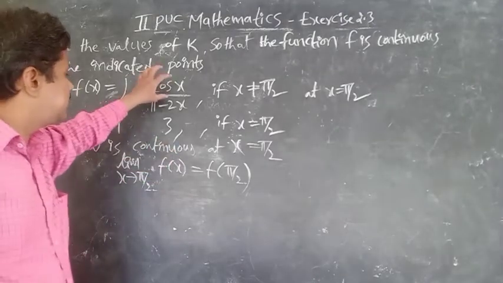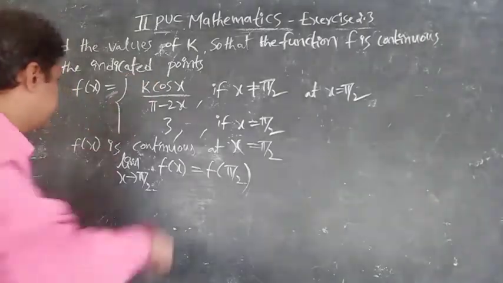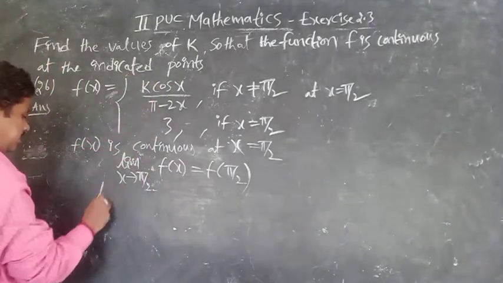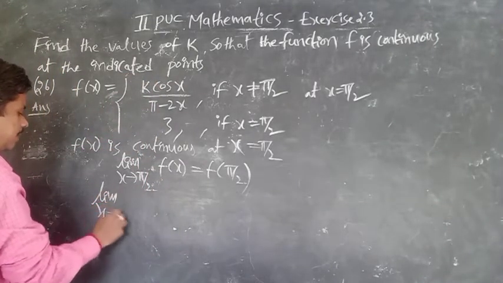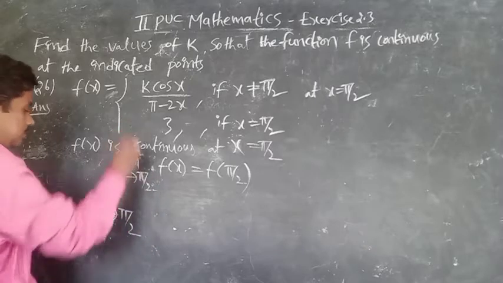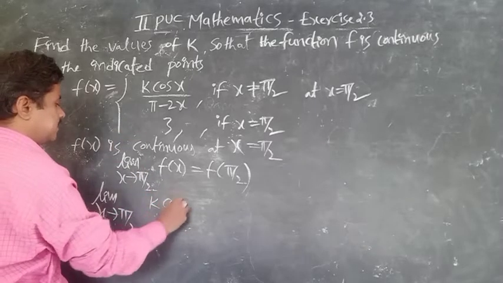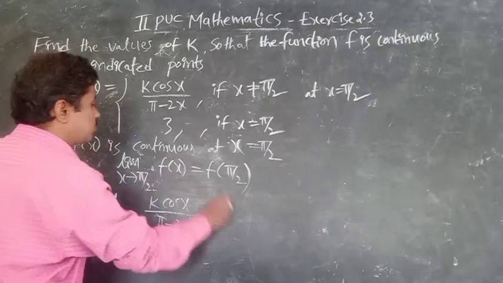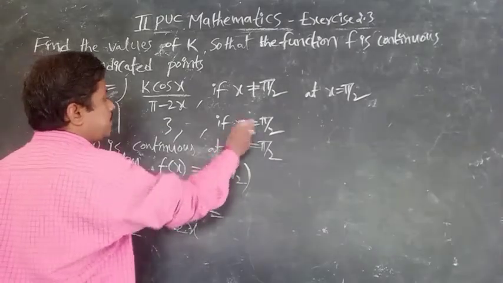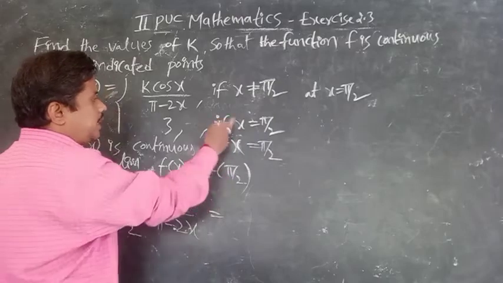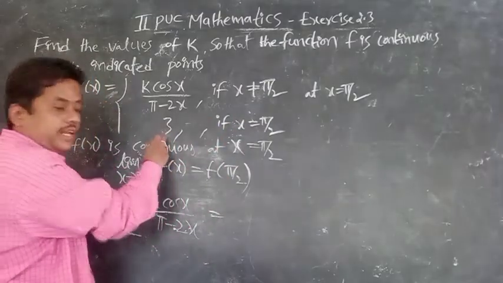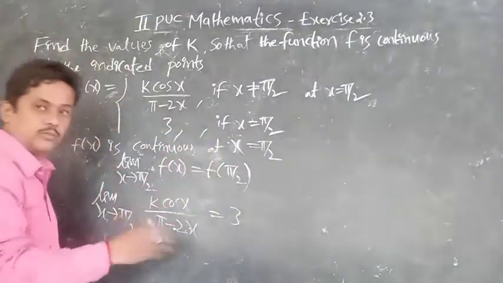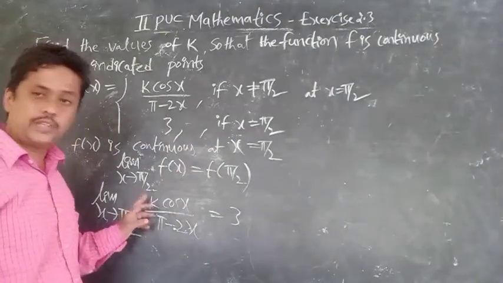Here we have to consider this function. Limit x tends to pi by 2, k cos x divided by pi minus 2x is equal to f of pi by 2. F of pi by 2 is the value at x equals pi by 2, which is 3. So write down 3. Now you have to find out the k value.